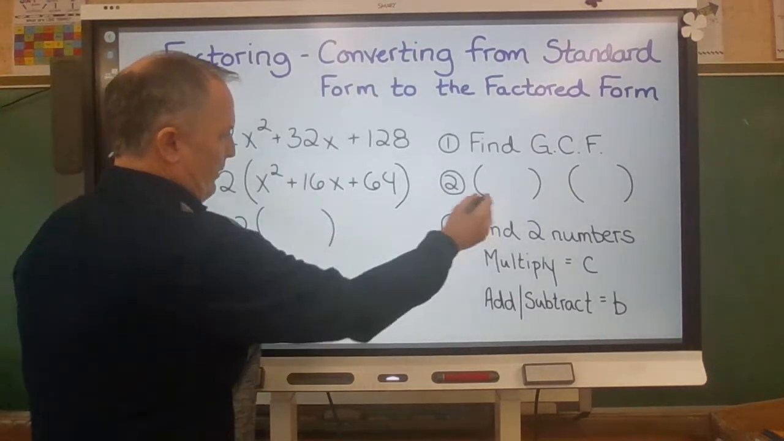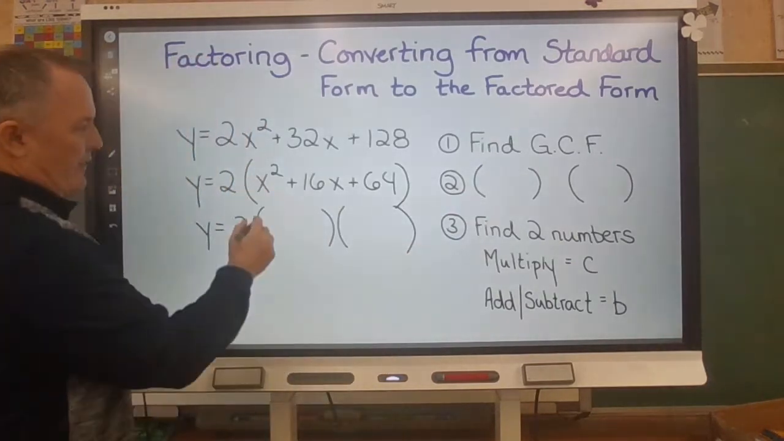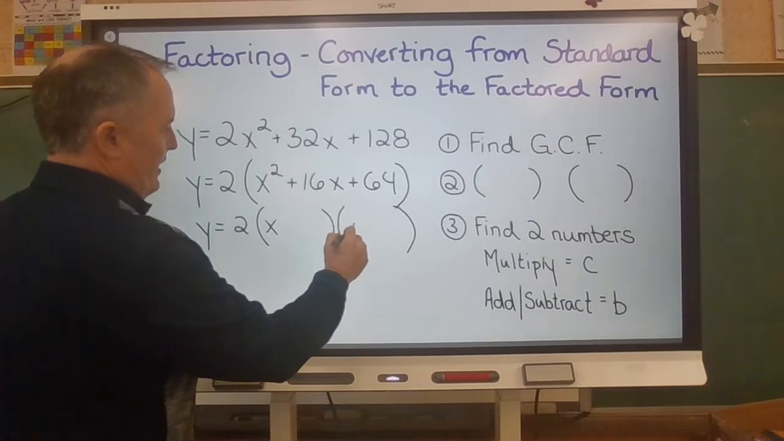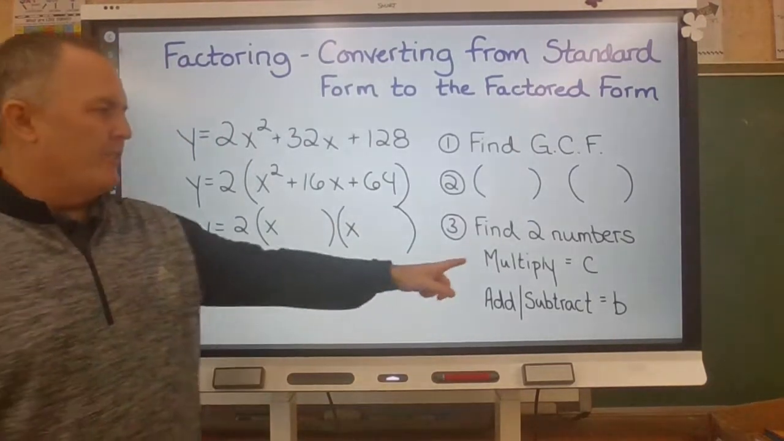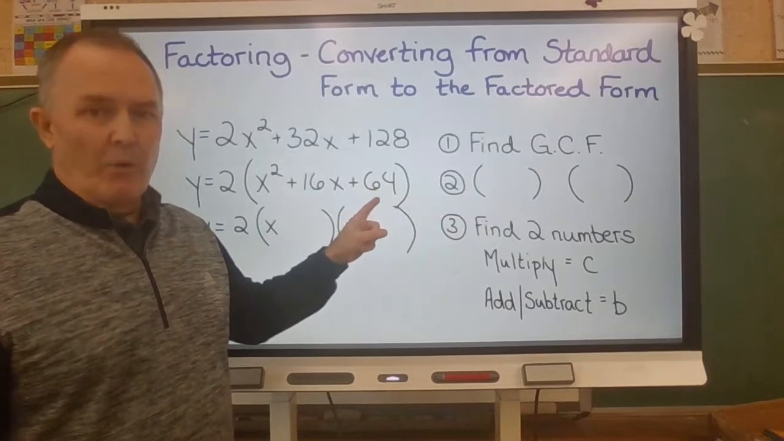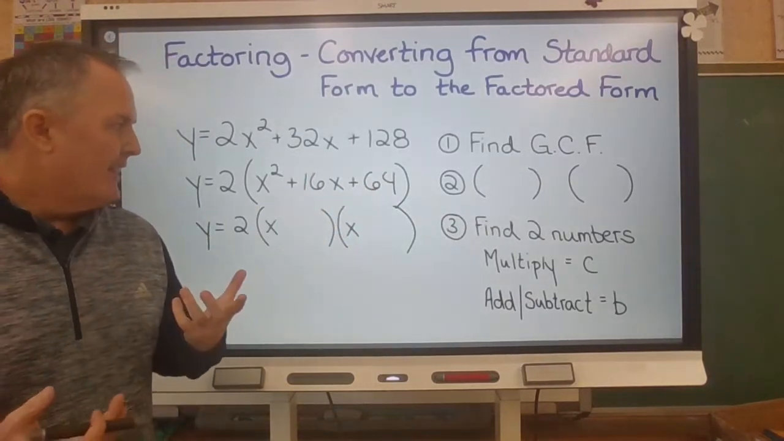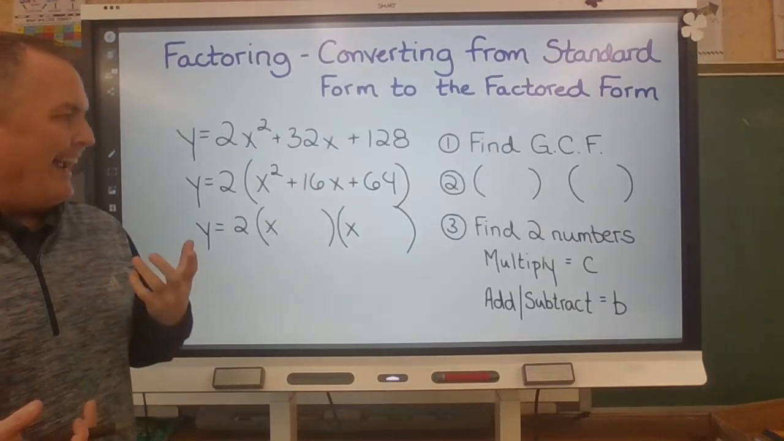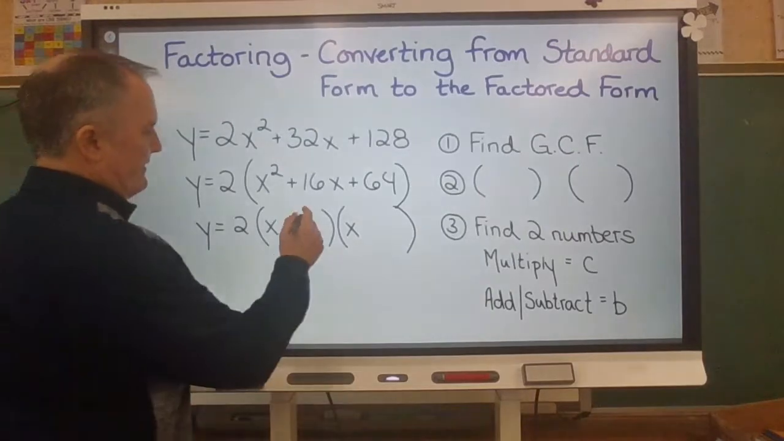And now here's where we set up our 2 parentheses. And since we have x squared, we're going to put an x in front of both. Now, once again, 2 numbers that multiply together to give me 64 and add together to give me 16. Well, in this case, I know that 8 times 8 is 64, and 8 plus 8 is 16.